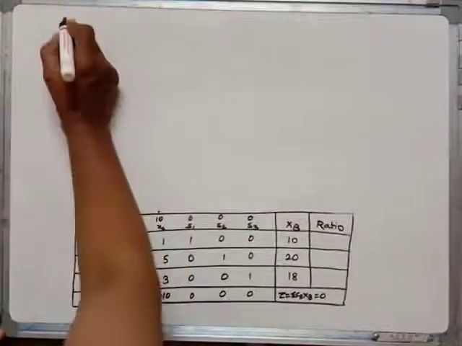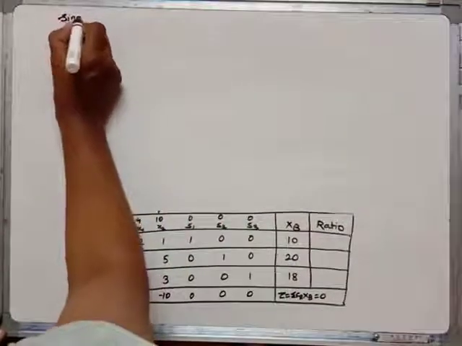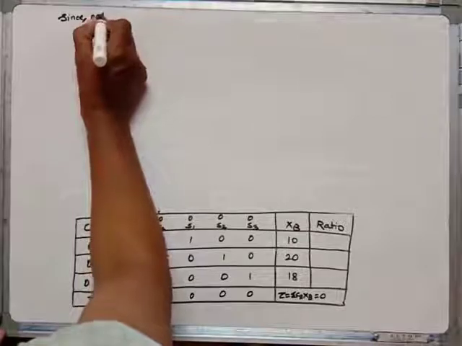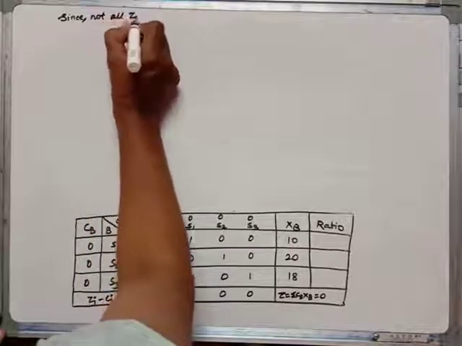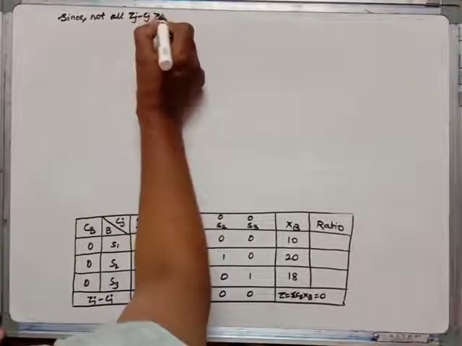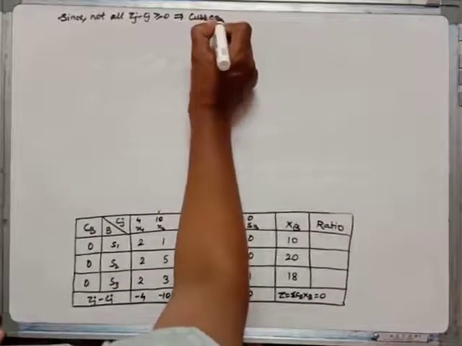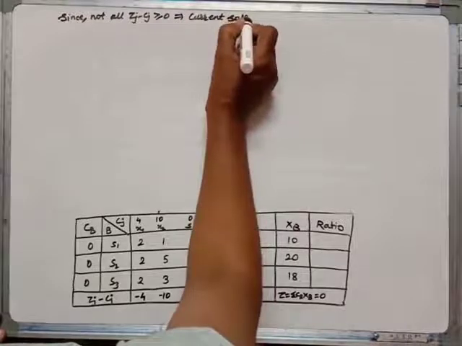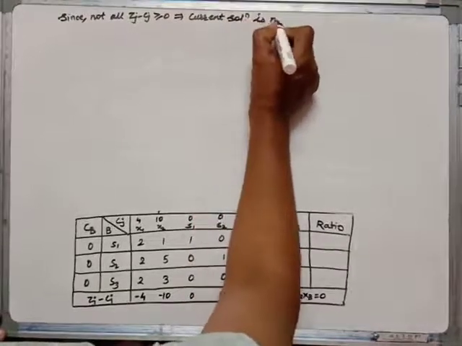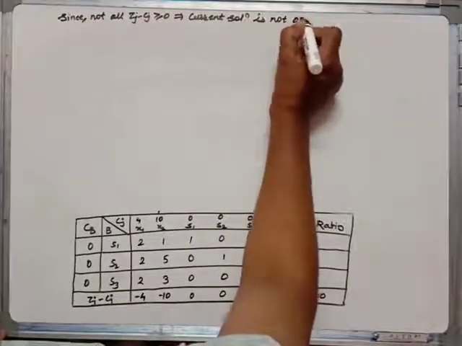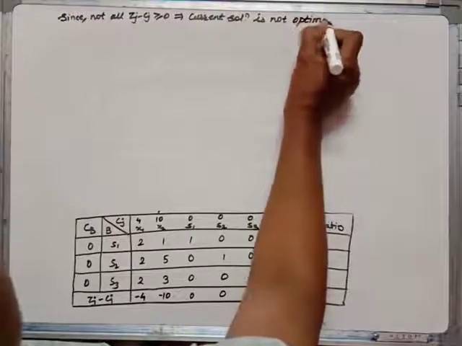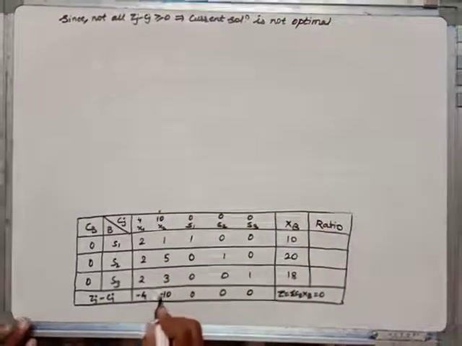Sorry for that. Now, since not all Zj minus Cj greater or equal 0 implies current solution is not optimal. It is not optimal. So let us determine a pivot element and then write down something further.